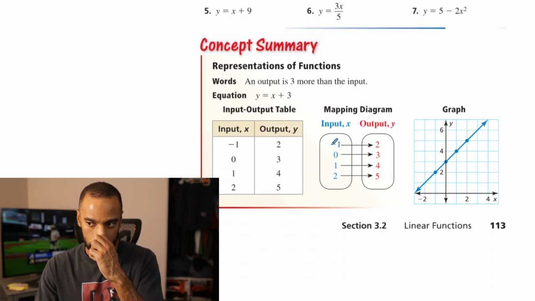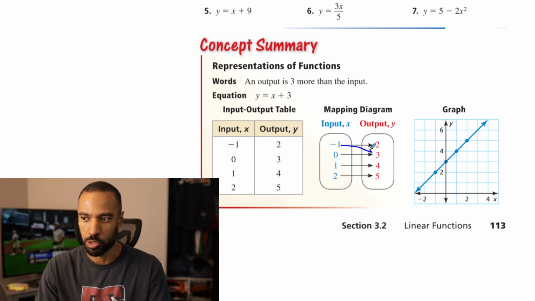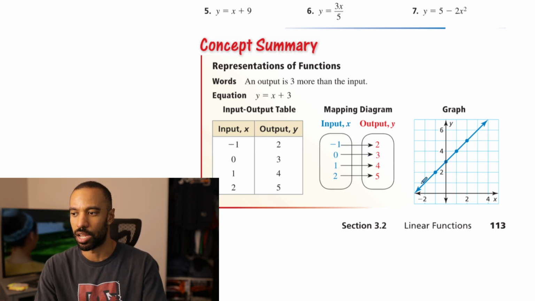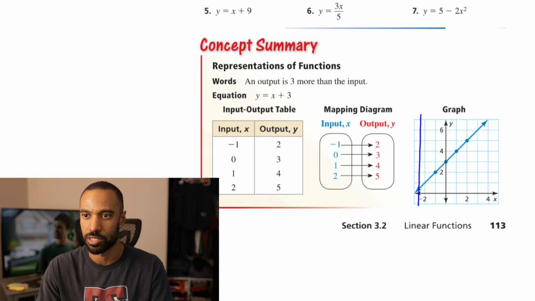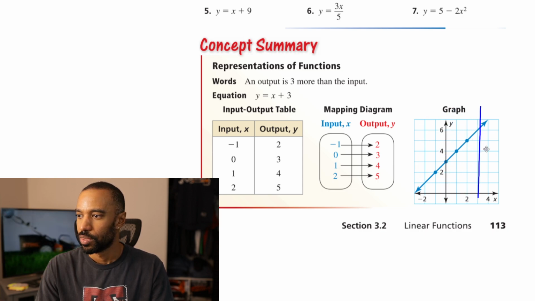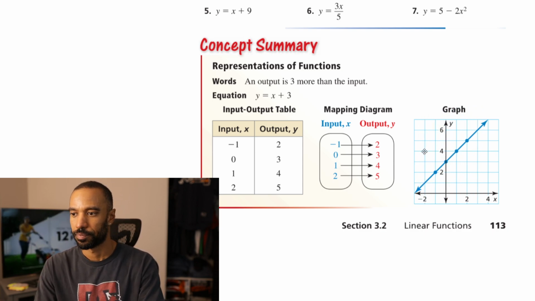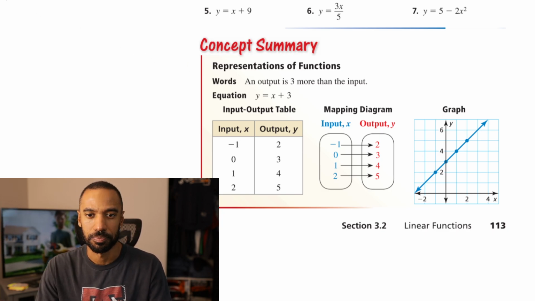In the mapping diagram, any element in the domain cannot map to multiple elements in the range like that. Otherwise, it's not a function. And this needs to pass the vertical line test. And this one does. So these are all functions in that way. I don't know if all of them are linear, but they're all functions. They look linear.